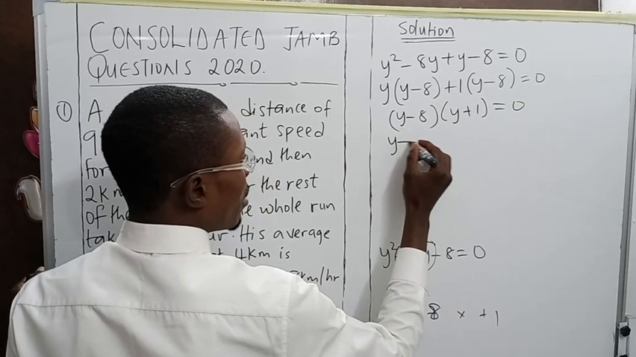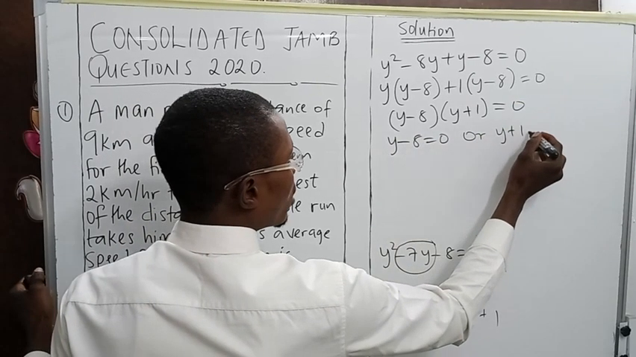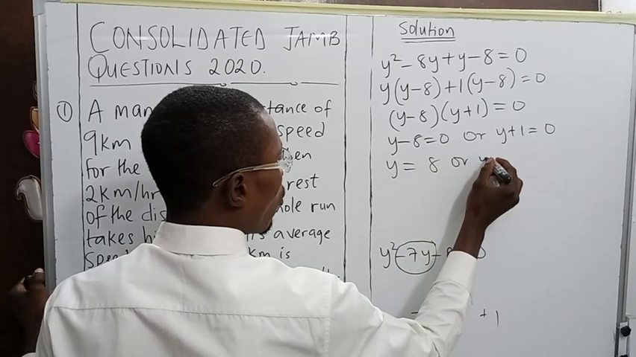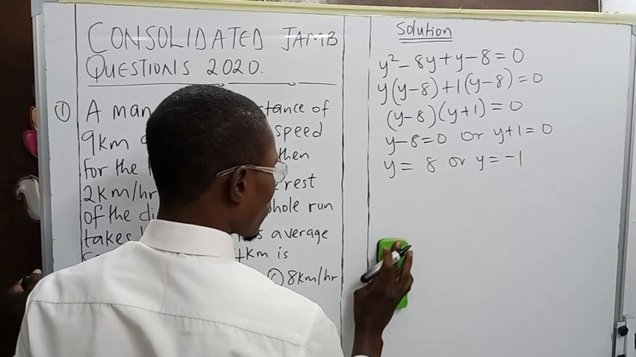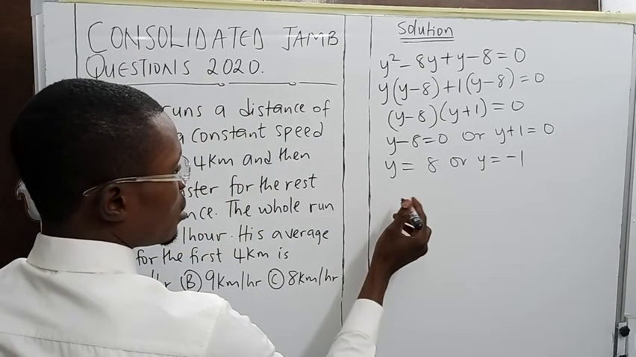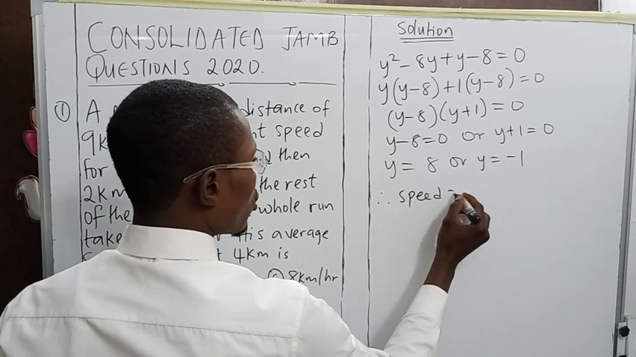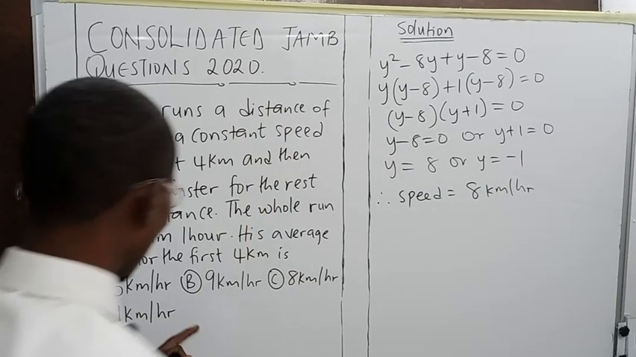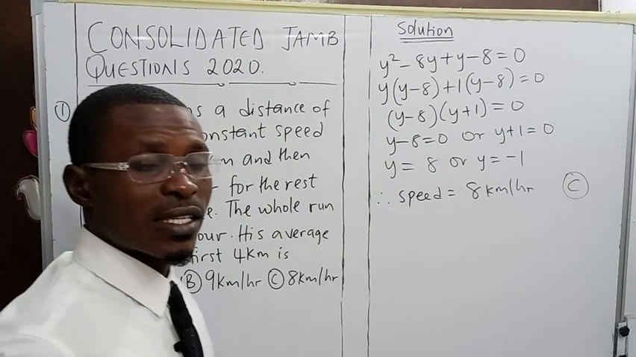This implies that y minus 8 equals 0 or y plus 1 equals 0. So my y equals 8 or y equals minus 1. Your speed cannot be negative. Since speed is not negative here, we select this. So therefore, speed equals 8 km per hour. And that will give us option C. Alright, that is that for number 1.